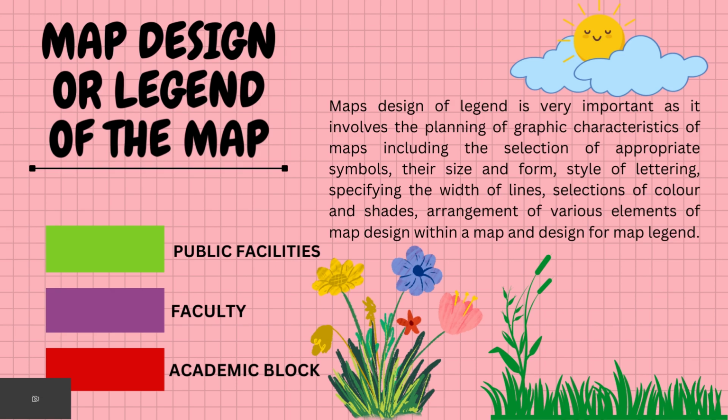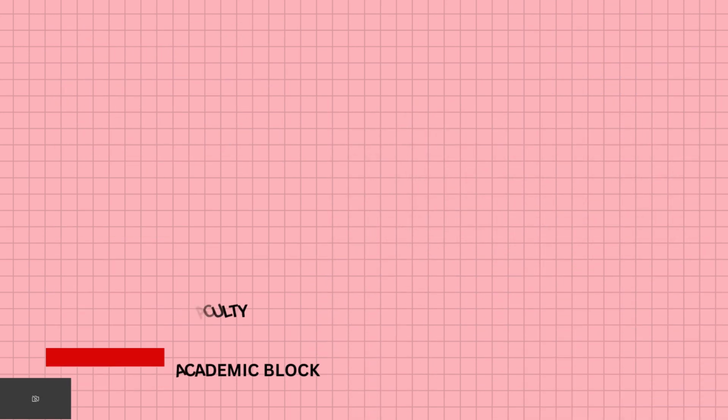In public facility, we had stadium, field, and adventure parks. For the faculty, we had FPE, FSM, and FPM. For the academic block, we had academic complex and academic of NCDRC. So let's continue with another part.